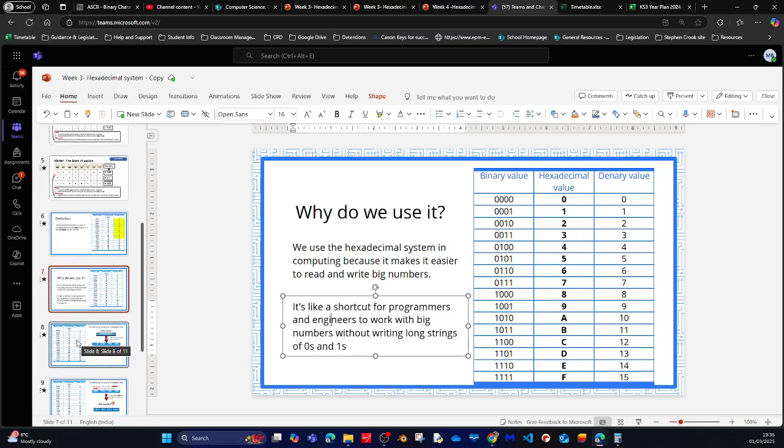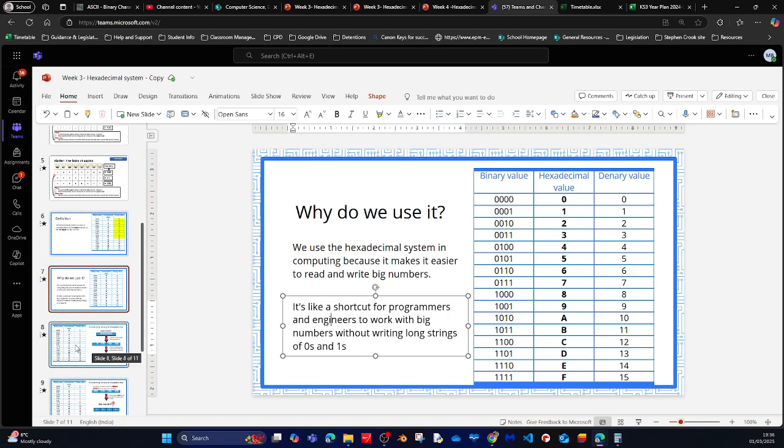So the hexadecimal is like a bridge between the binary and the humans, between computer and humans. The computer understands zeros and ones. We understand denary and hexadecimal, but denary would also be too long. If we started using 10 and 11 and 12, it would be complicated. So to simplify it, we humans came up with the hexadecimal numbers, to simplify things and make numbers shorter.